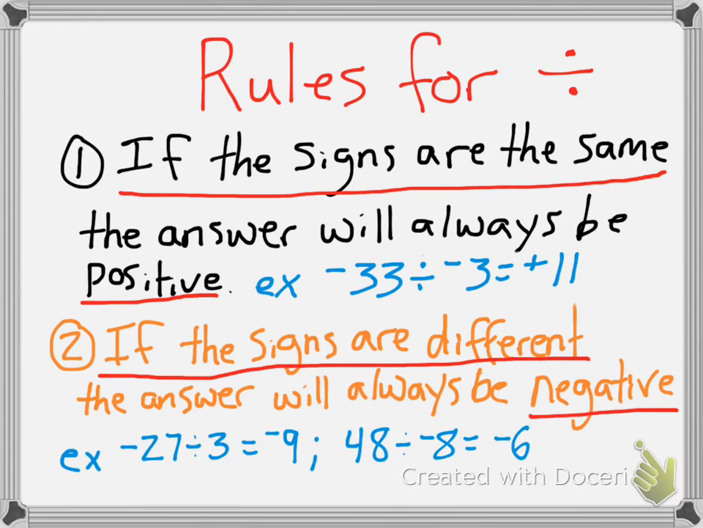Well, let's look at the rules. Guess what? They're exactly the same as multiplying. If you know the rules for multiplying, you know the rules for division. The rules for division are if the signs are the same, the answer will always be positive. If the signs are different, the answer will be negative.